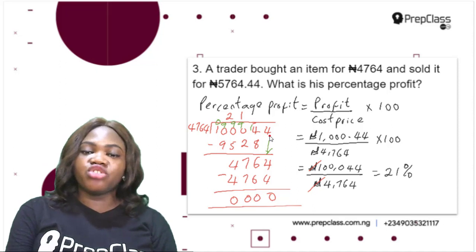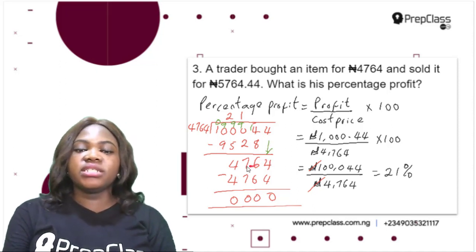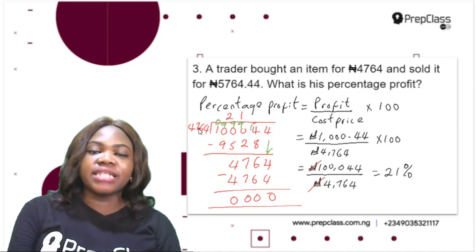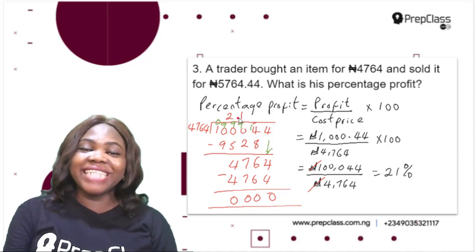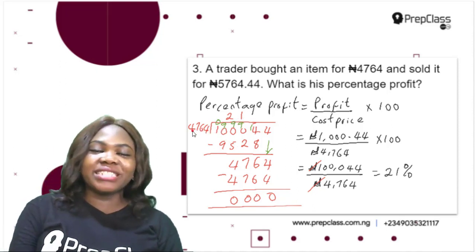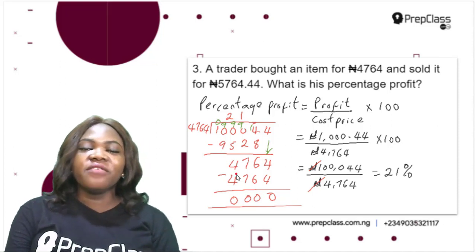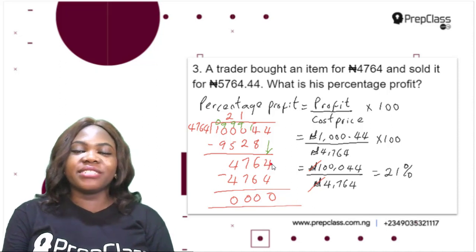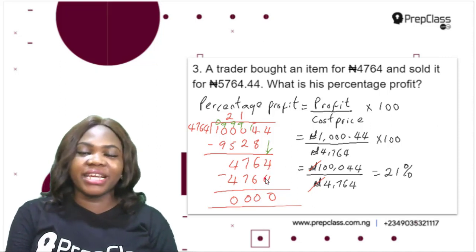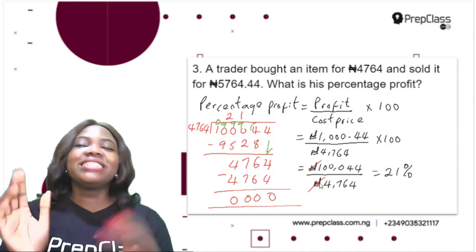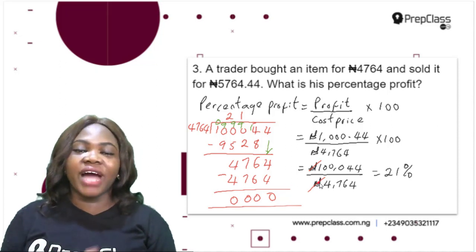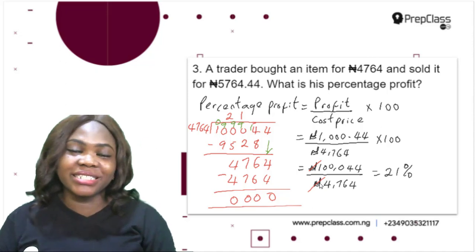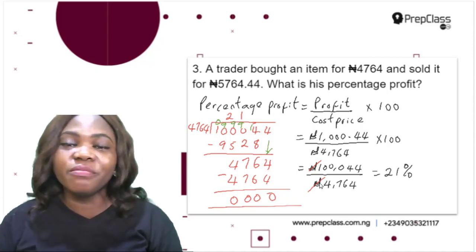So this means we have to drop the next digit, which is 4. So this is now 4,764 divided by 4,764, and that is 1. 1 times 4,764 is 4,764. 4,764 minus 4,764 is 0. So this means that we've been able to completely divide 100,044 by 4,764, and the answer is 21%.